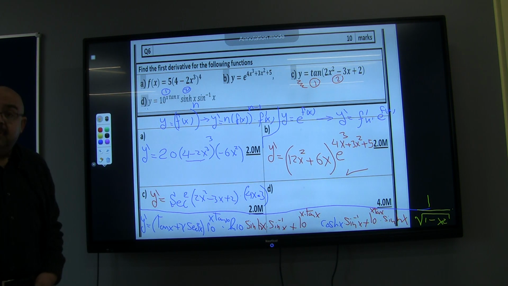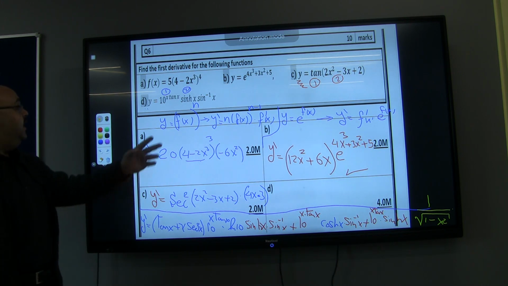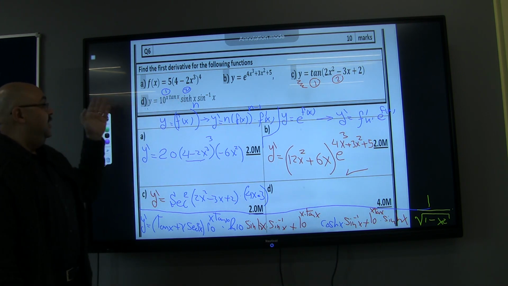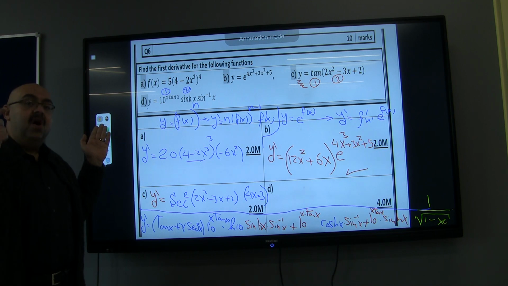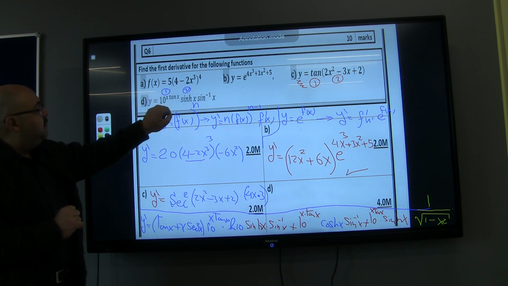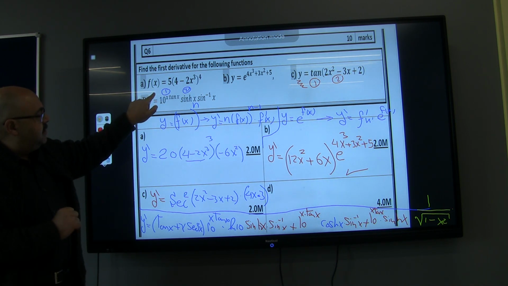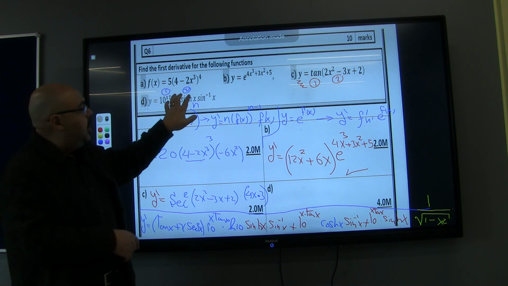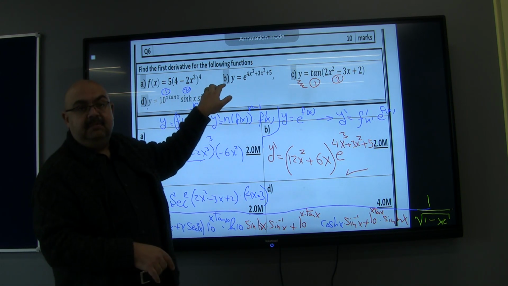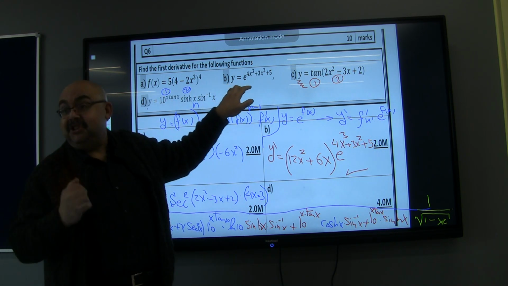Of course, it can be done using the logarithmic functions. If you take ln for both sides, you will have ln y. Then start using the properties of the logarithmic function. It will separate it to be ln of 10 to the power of x tan x, then plus ln sin x, then plus ln sin inverse x, then start differentiating.